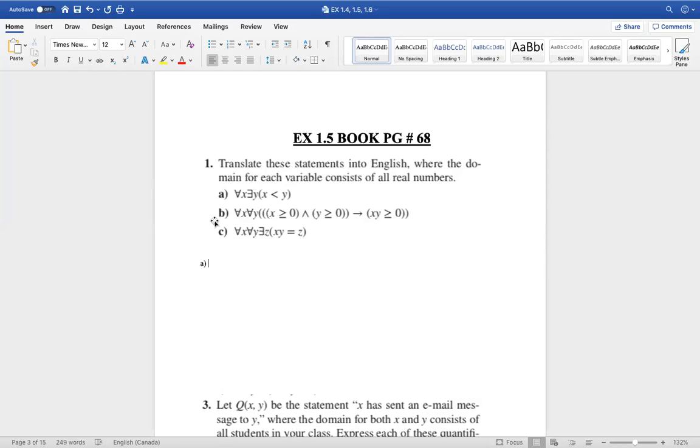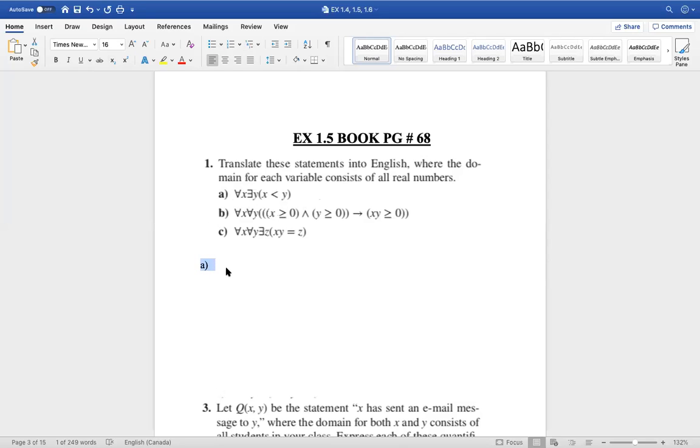Okay, so we have this: for all x, there exists y, and then we are saying x is less than y. Here we don't have to determine the truth values for this. We don't have to say which x or y we're taking. We only have to translate them. So this makes the work a little bit easier.